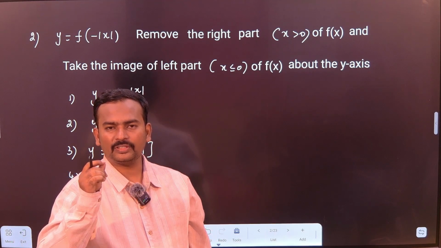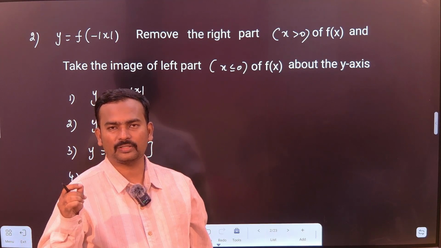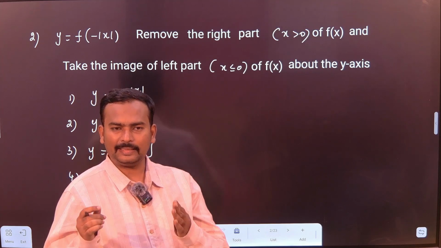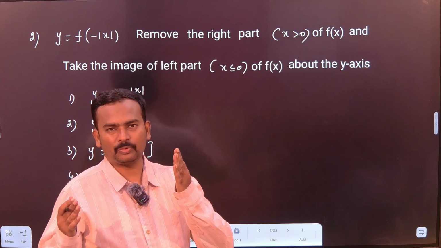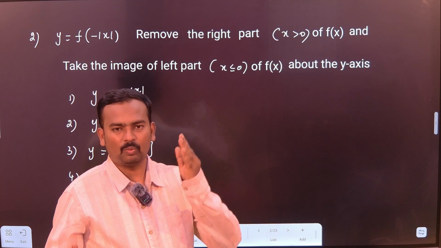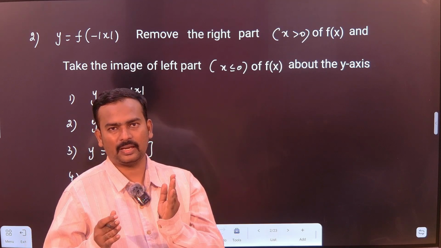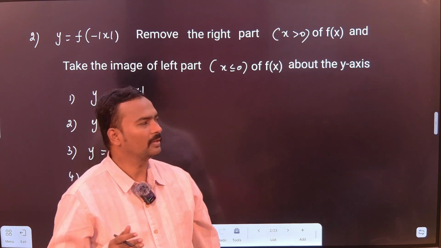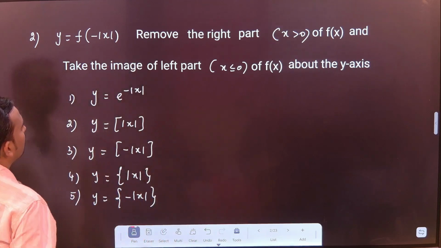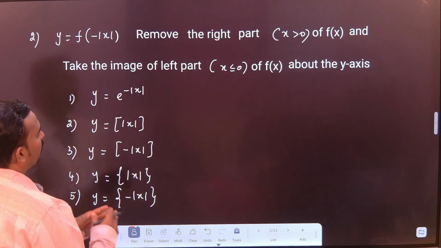Then f of x changes to f of minus mod x. What you can do? Take the right side portion, remove it. Whatever the left side portion is there, take the image of it about the y axis, right? Understand? Okay. What is the right side portion? You have to remove it.